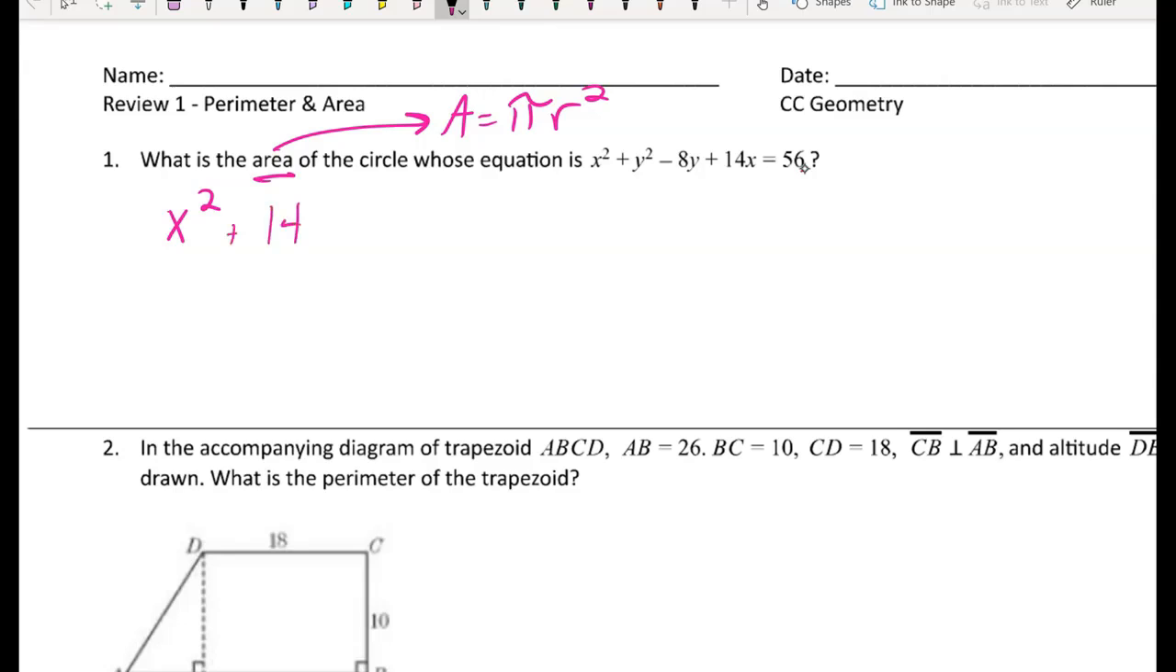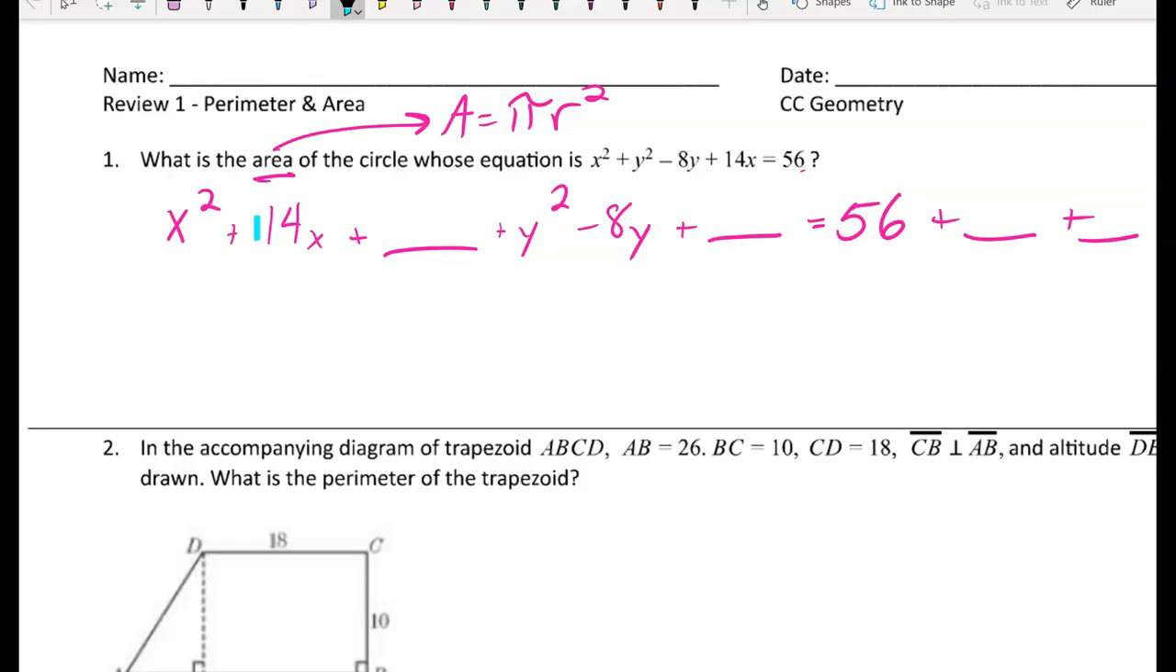I'm going to rearrange this a little bit so that I'm able to complete the square to more easily identify what the radius is. Right, so I need to get it in standard form. The process by which we do that is we look at the b term, the number next to the x and next to the y. I'm going to take half of 14, square it, and add it to both sides. Half of 14 is 7, 7 squared is 49. Half of negative 8 is negative 4, and when I square that I get 16.